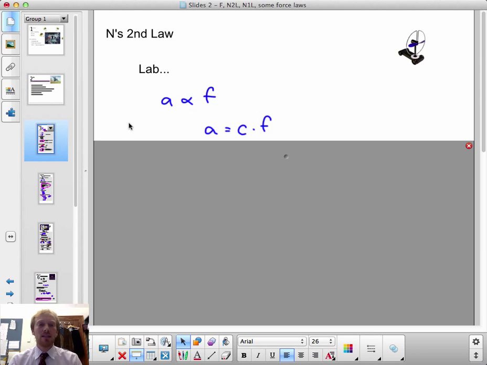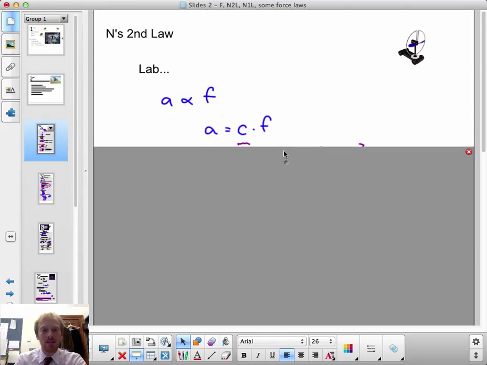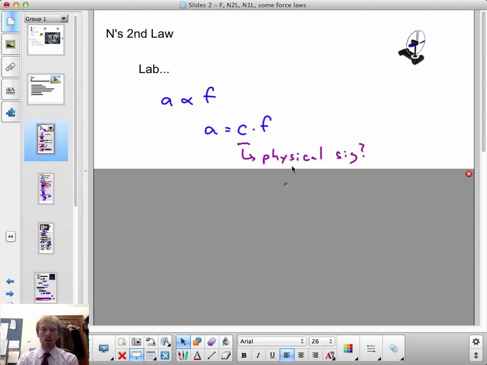We found in the lab that when we varied the amount of force applied to a cart, the acceleration that the cart has is proportional to the amount of force exerted on it. So this little alpha means is proportional to: the acceleration is proportional to the force in the experiment that we did. In the language of math, that means that the acceleration is some constant times the amount of force. And I'd like you to think, if you would, maybe even pause the video for a little bit, about what the physical significance of this constant is.